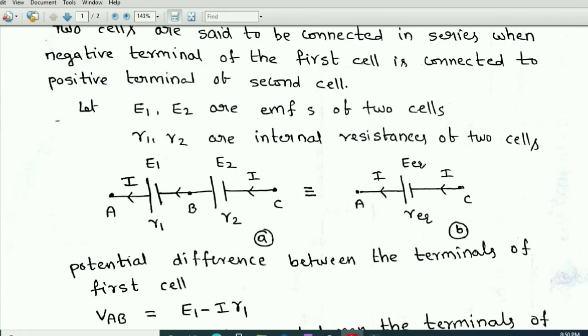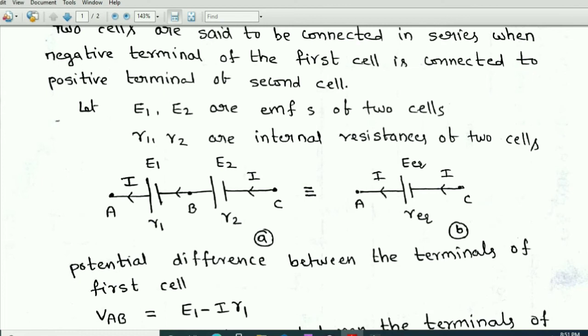Now the series combination of the two cells. The two cells are connected in series. This series combination is replaced by a single cell. This cell is called the equivalent cell. The EMF of this equivalent cell is EEQ. EEQ means equivalent EMF, REQ means the internal resistance of the equivalent cell. Equivalent cell means a single cell which produces the same effect as produced by the two cells. That means whatever effect is produced by the combination of the two cells, that same effect is produced by this cell. That's why it is called the equivalent cell.